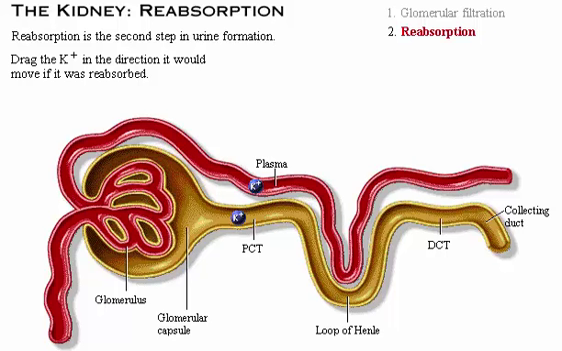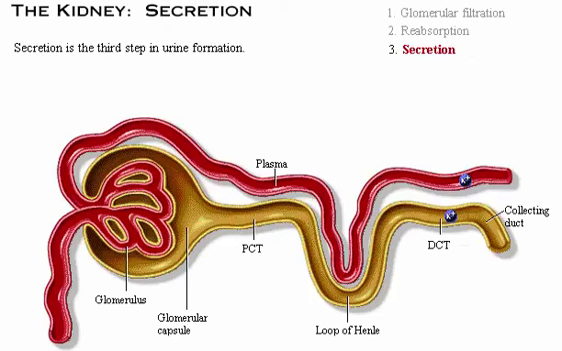Secretion is the third step in urine formation. Drag the potassium ion in the direction it would move if it was secreted.